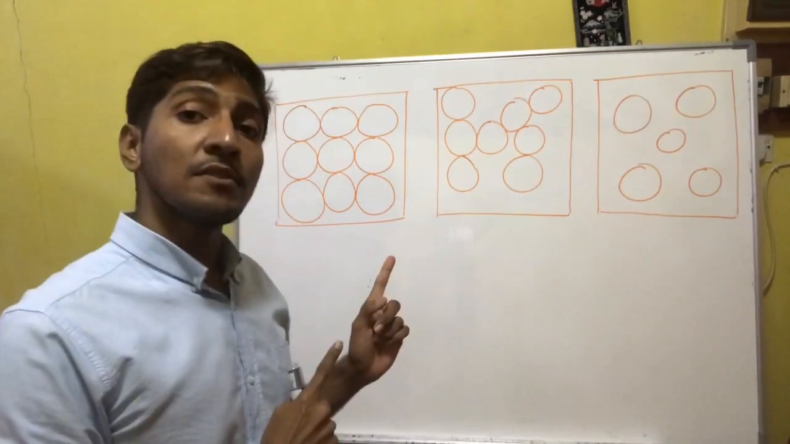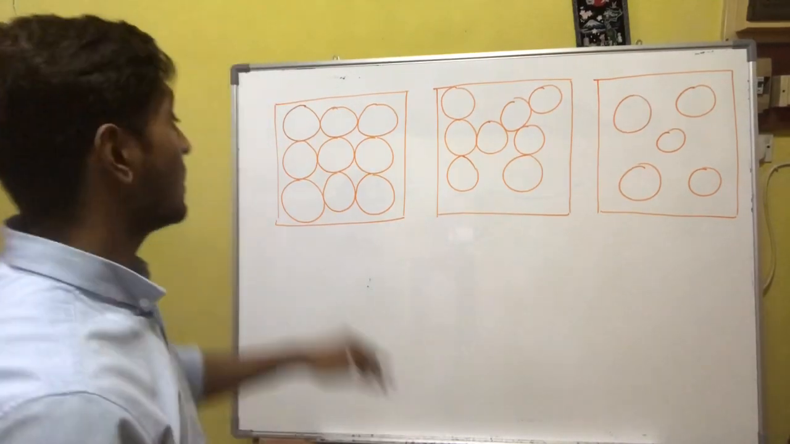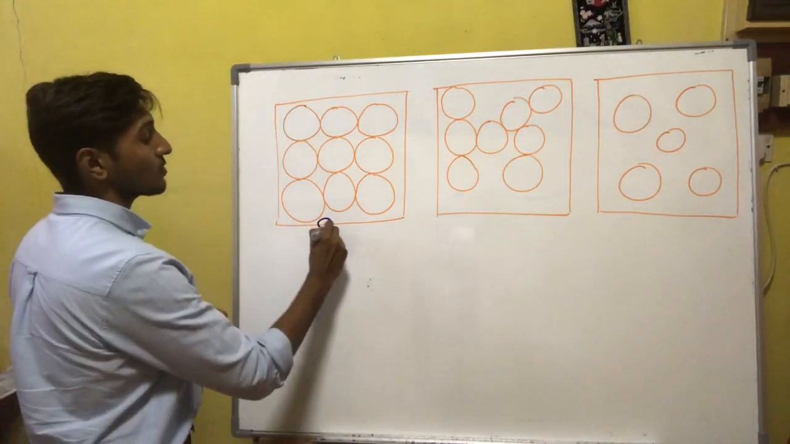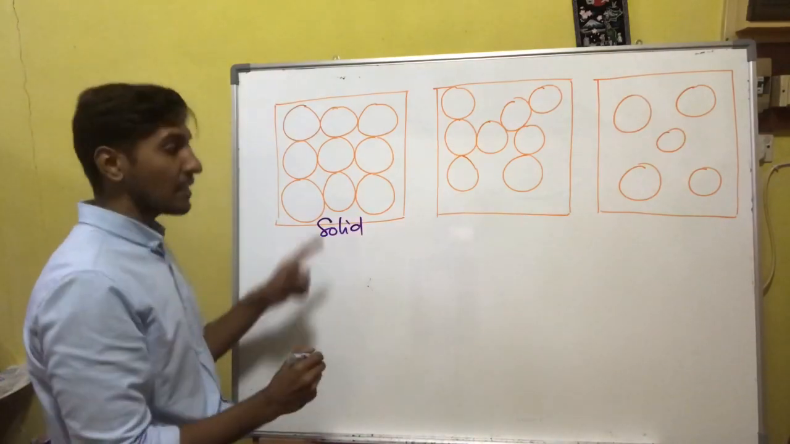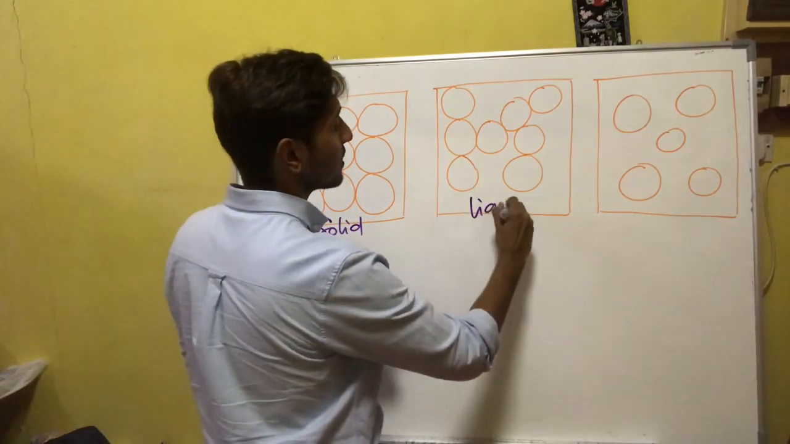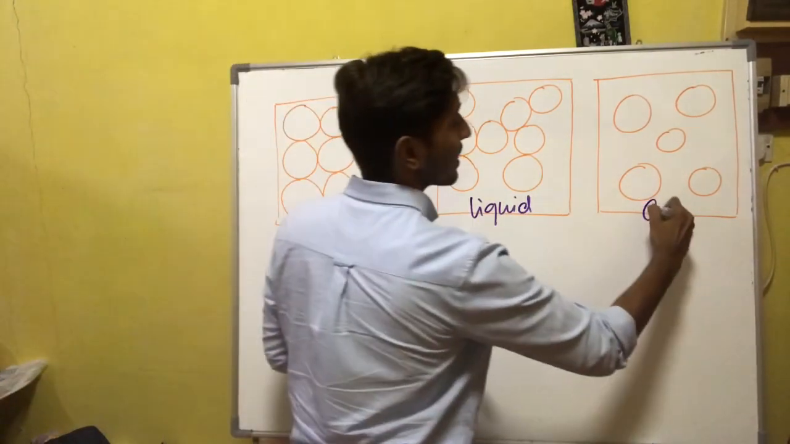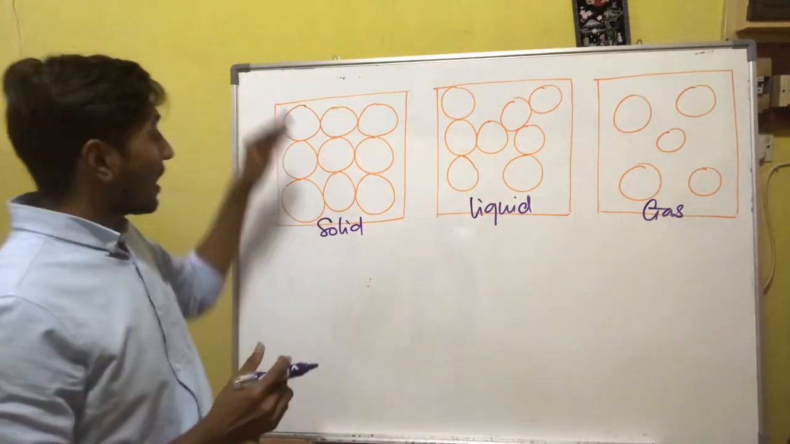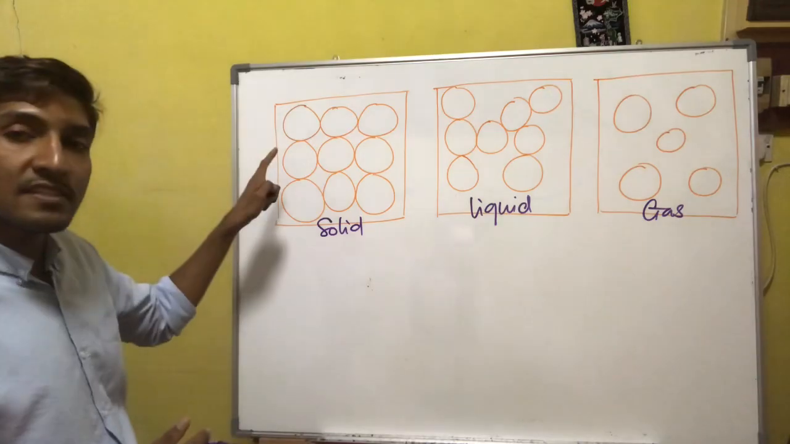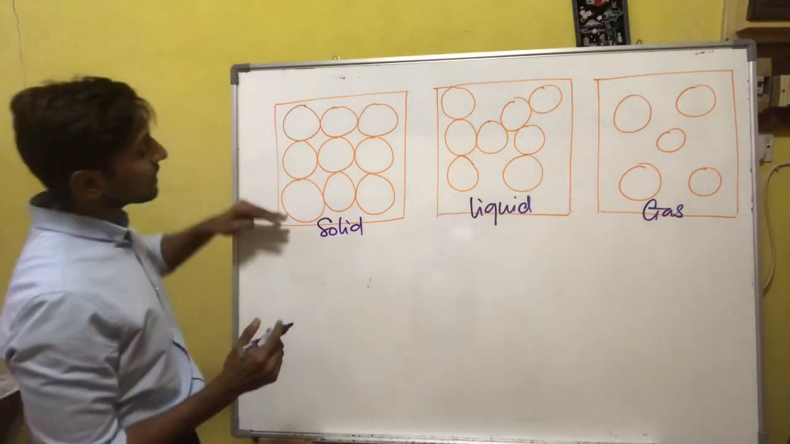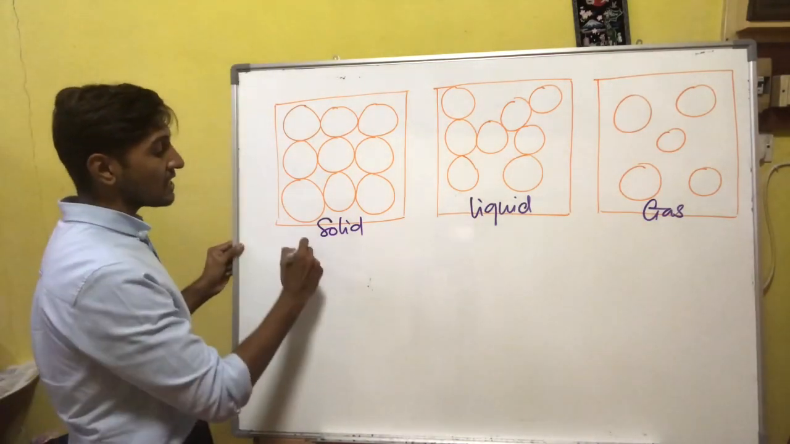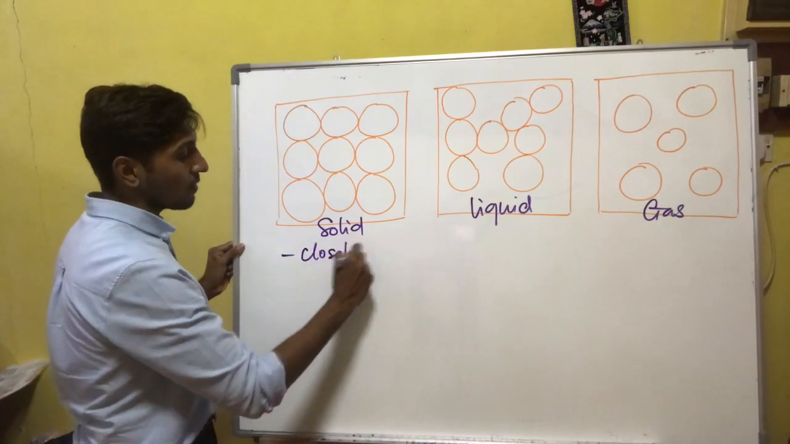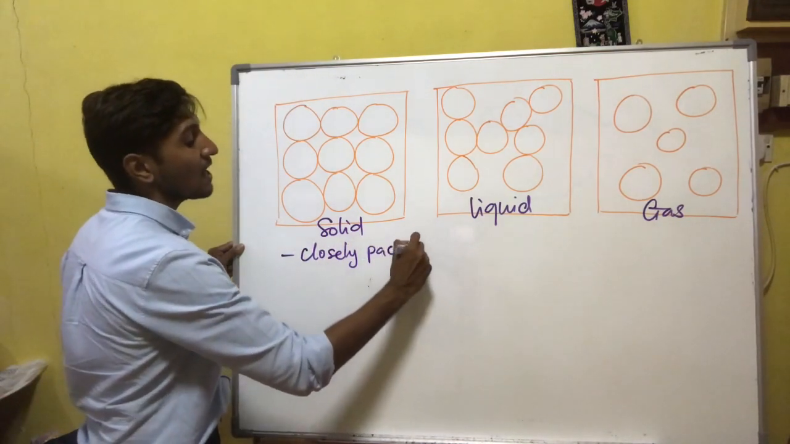These are the arrangements of the states of matter. This is the solid arrangement, this is the liquid arrangement, and this is the gas arrangement. Now we need to describe the characteristics of these states of matter. So what can we see in solid? First, it is closely packed. What does it mean by closely packed?